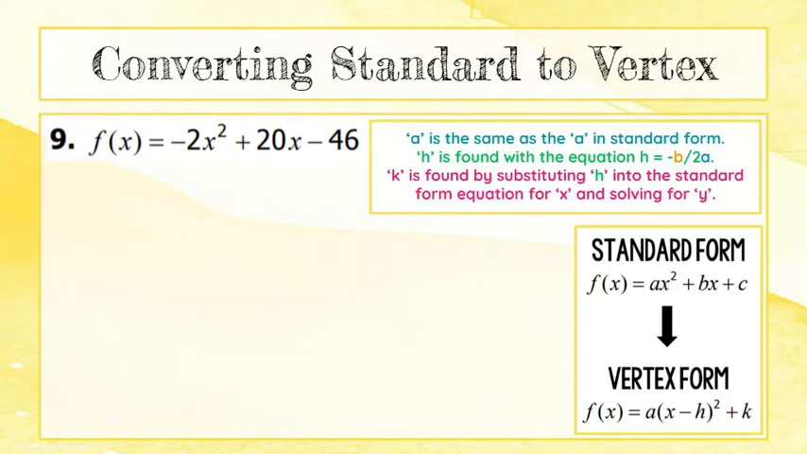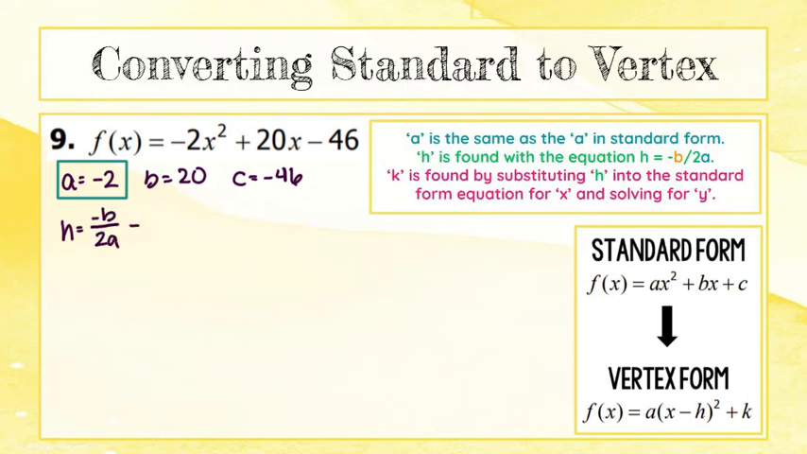So we'll identify A equals -2, B equals 20, and C equals -46. There's some bigger numbers. So A is what it is. H equals -B over 2A. So we get -20 over 2 times -2. This is -20 over -4, which is going to give us a +5.